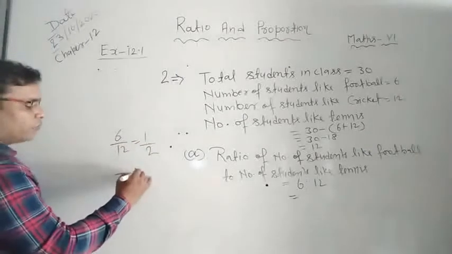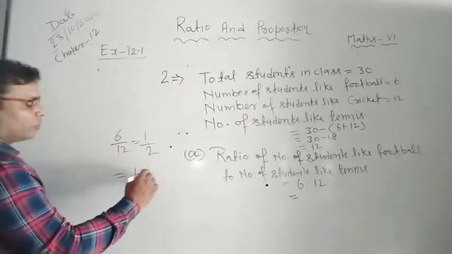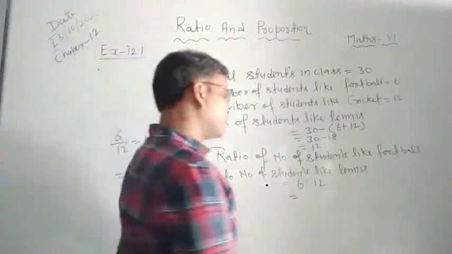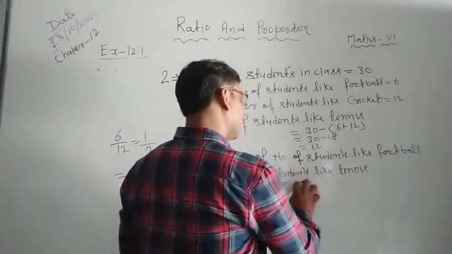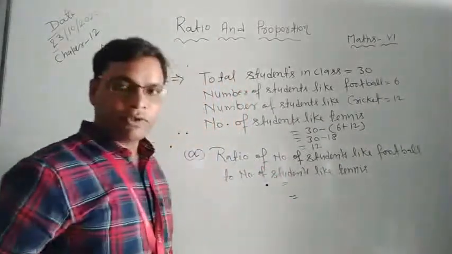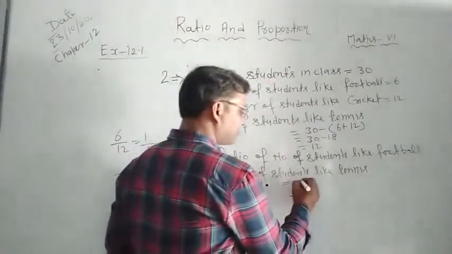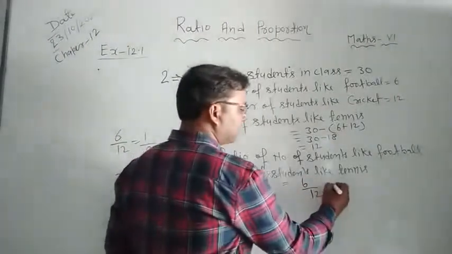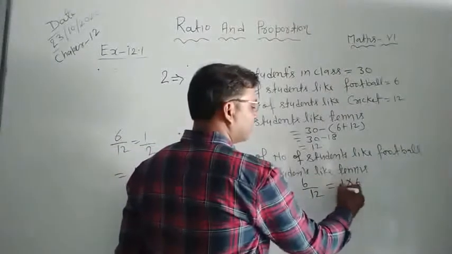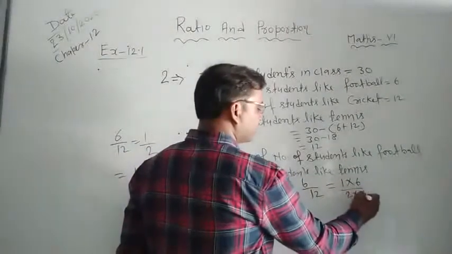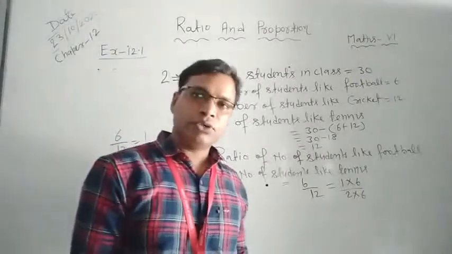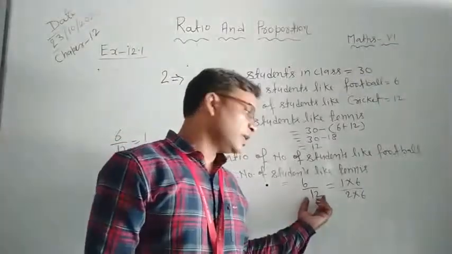So you can write 1 ratio 2. What is the ratio? 1 ratio 2. Clear? So first you can write it as 6 by 12. If you simplify it, you can write 6 as 1 into 6, and 12 as 2 into 6.